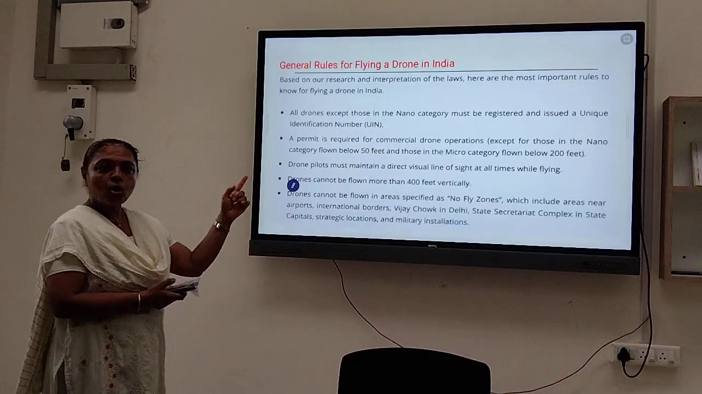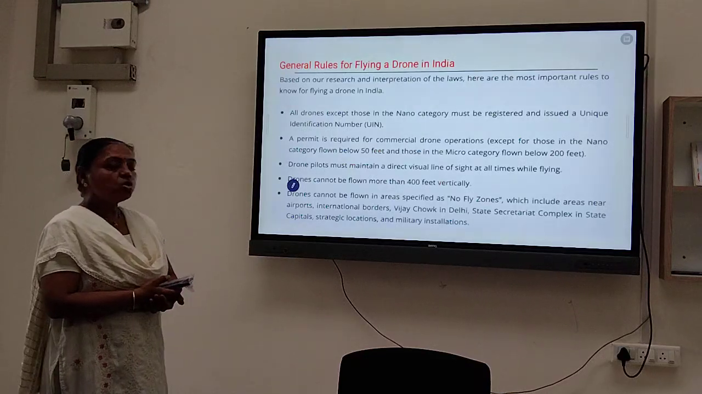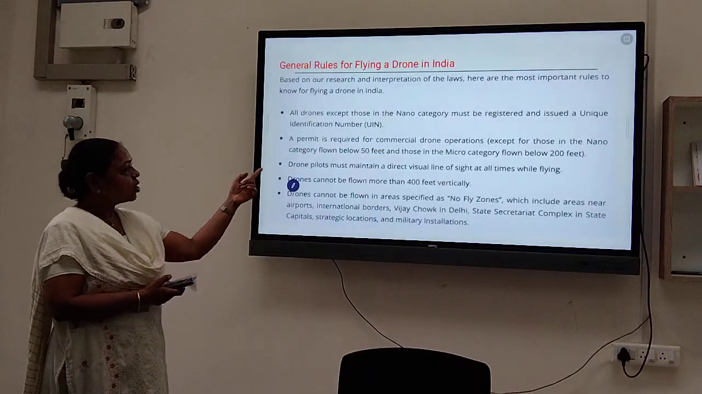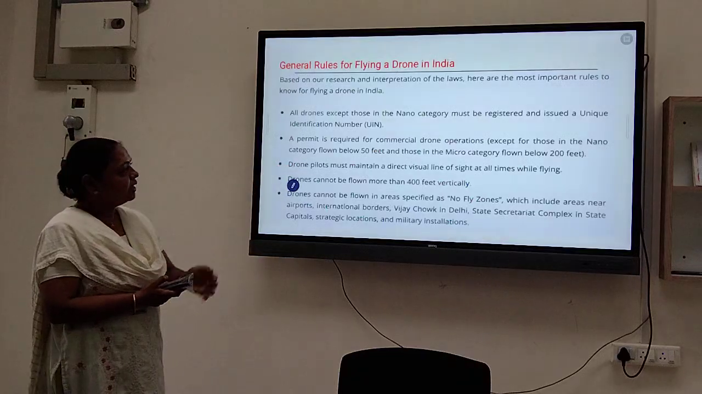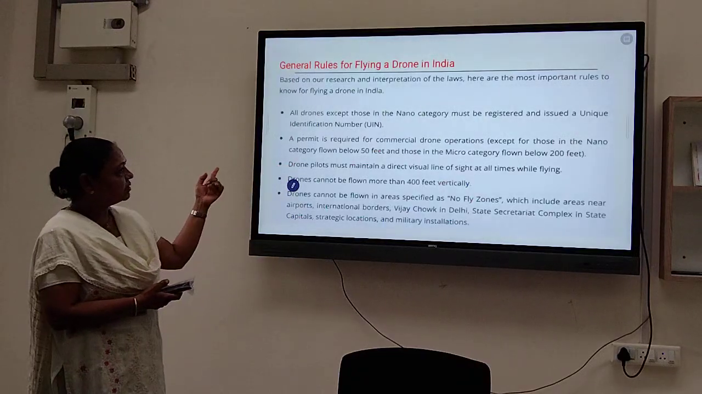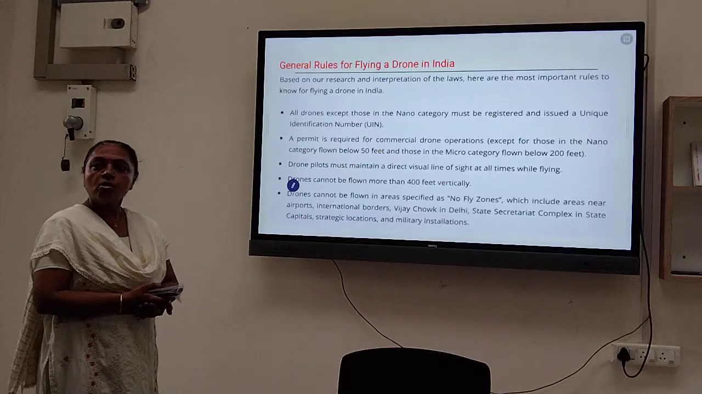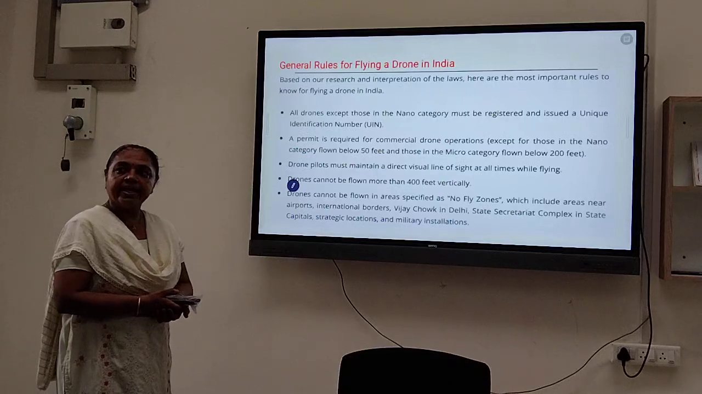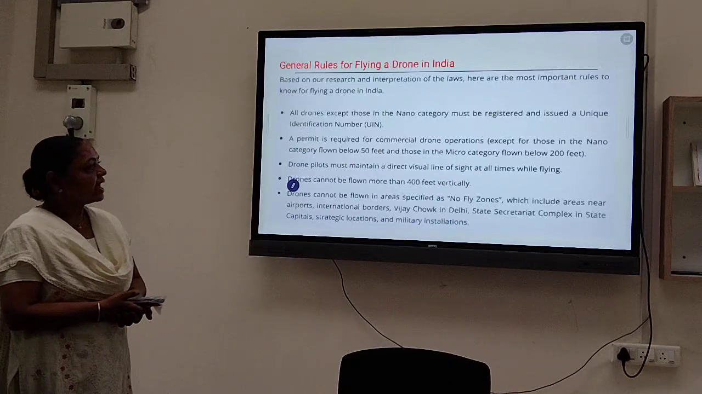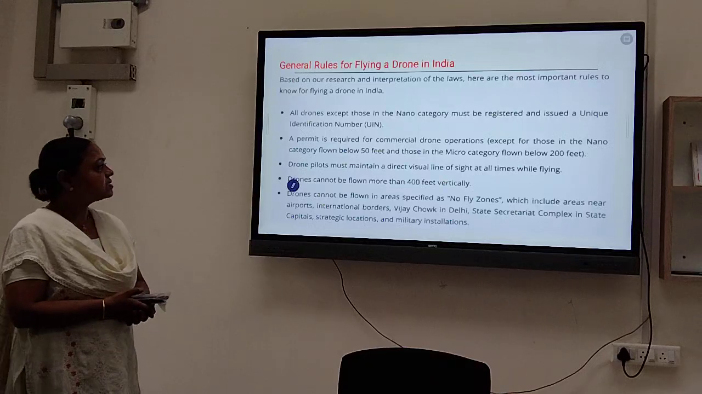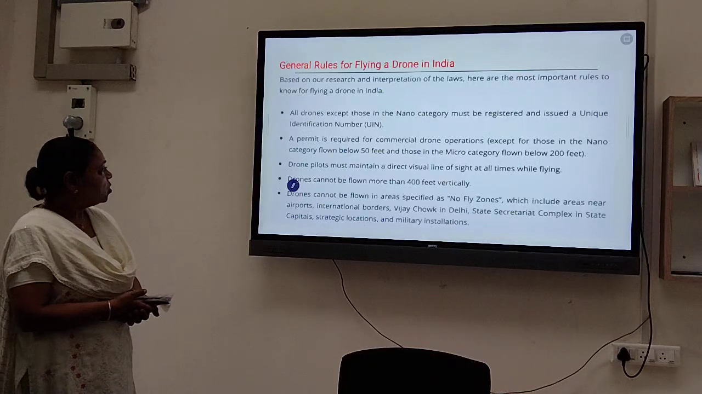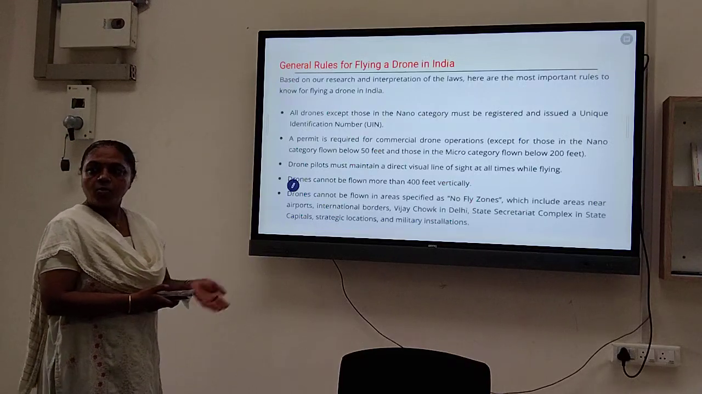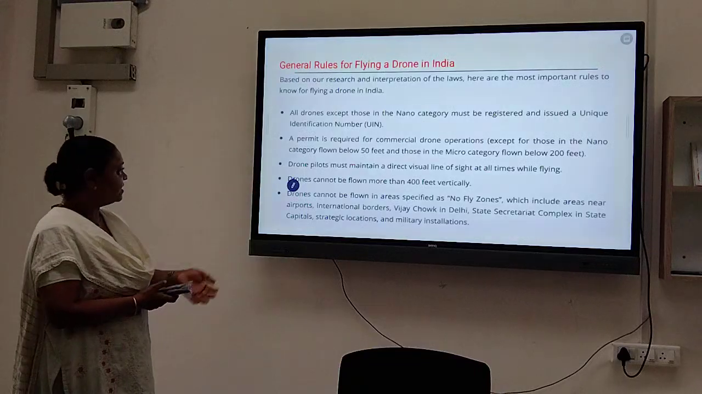Nano category drones should be flown below 50 feet, and those in the micro category below 200 feet. The range is also given for the micro category. The drone pilot must maintain a direct visual line of sight at all times while flying. A drone cannot be flown more than 400 feet vertically. Above 400 feet you can't fly that drone.